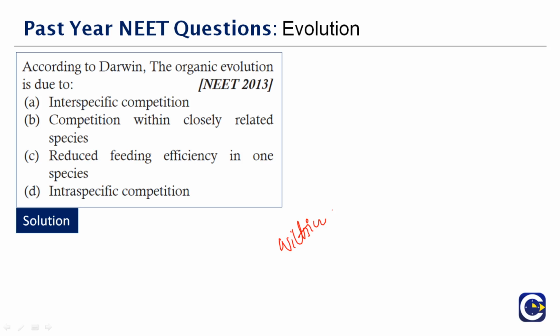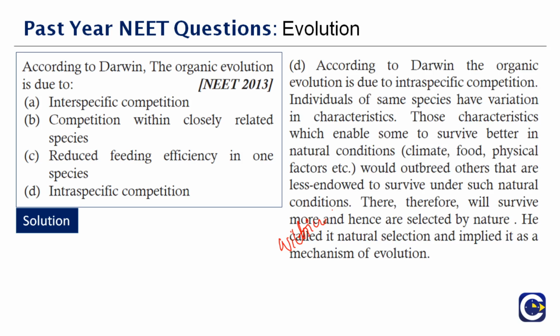Individuals of the same species have variation in characteristics, and those characteristics which enable some to survive better than others under the natural conditions, for example climate, food, and access to other resources, matter there. So it is intraspecific competition. It would outbreed others that are less endowed to survive under such natural conditions. The one that is strong will survive. The one that is weak will not be able to survive in scarce conditions. Therefore it will survive more and hence is selected by nature. This is called natural selection, and therefore according to Darwin, organic evolution is due to intraspecific competition.